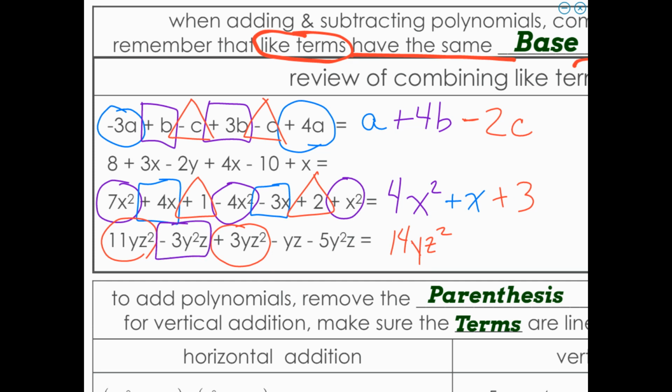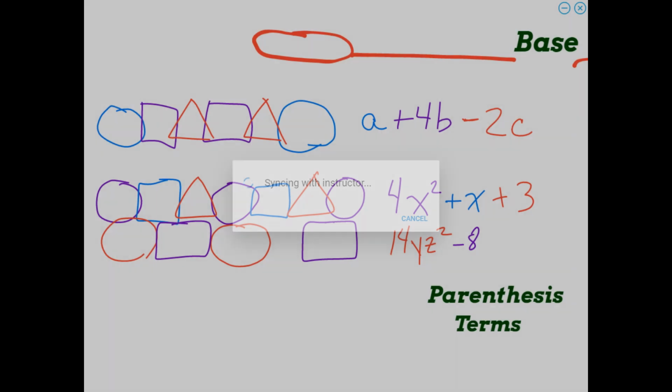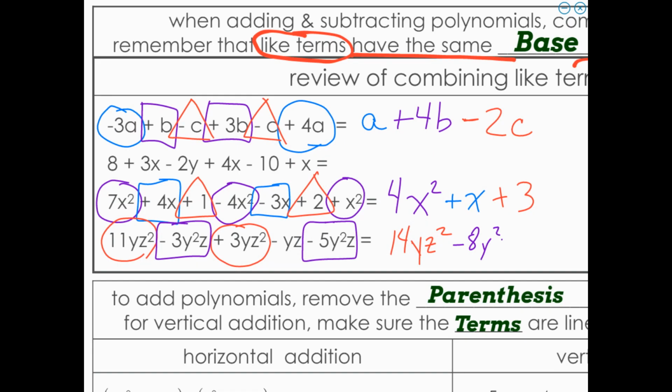Then I have a negative y squared z. Negative 3y squared z. Do I have another y squared z? Yes. Okay. So that is negative 8y squared z. There's nothing else that matches that one, right? So it's still there. It's just tacked on the end, right?